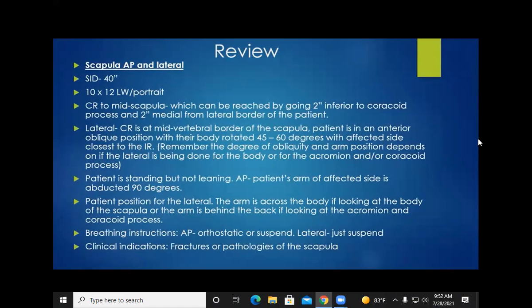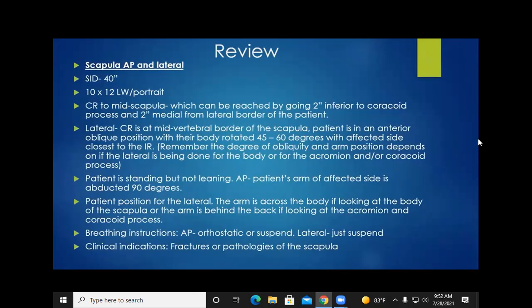So we are going to position them until we get the scapula lateral by looking and feeling the acromion and the coracoid, drawing a line straight through them until they're perpendicular to the IR. And that's going to depend on your body habitus. It could be 45 to 60 degrees of rotation. So RAO, LAO. RAO is going to show the right side. The LAO is going to show the left scapula.